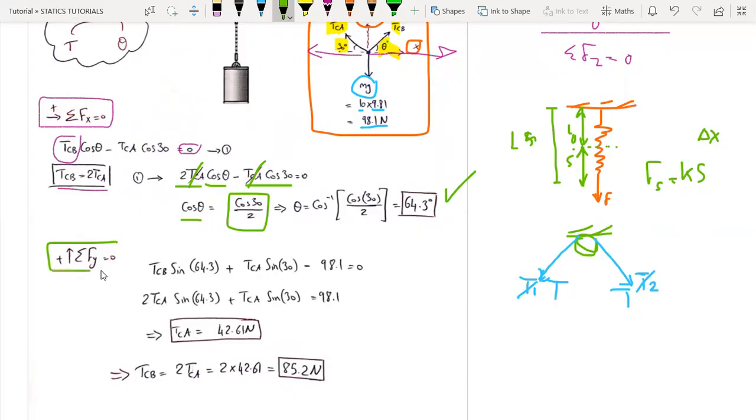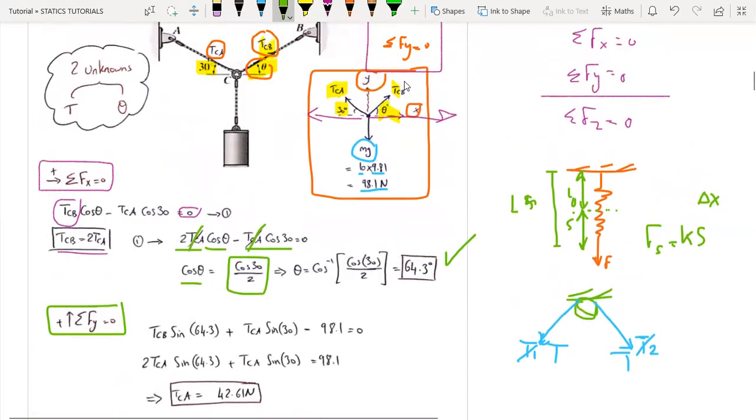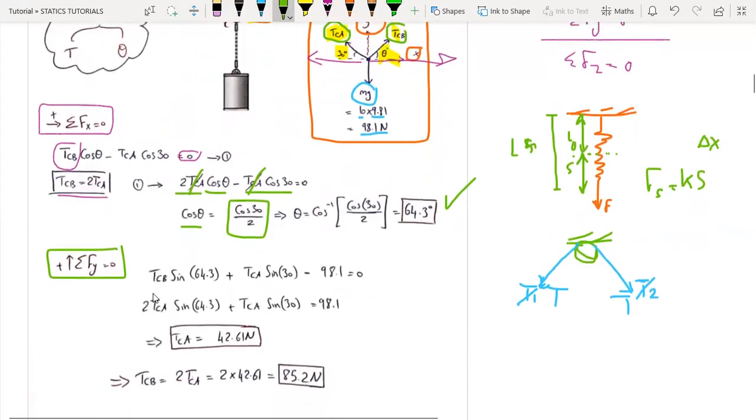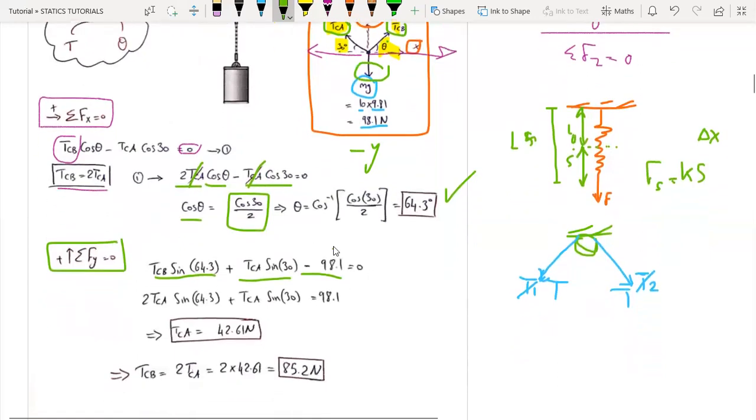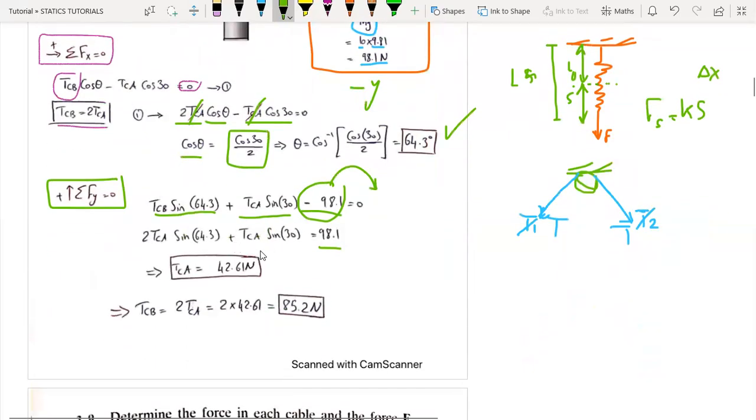Now, taking the summation of forces in the y direction, we get TCB sine theta, acting upwards in the positive y direction, plus TCA sine 30, also positive because it's acting upwards. So TCB sine 64.3 plus TCA sine 30 minus the weight. Why is it minus? Because it's acting in the negative y direction. So minus 98.1 equals 0, or we can take this term to the other side to be positive 98.1. So we have one equation and 1 unknown, the unknown is TCA, and we can find it to be 42.61 newtons.